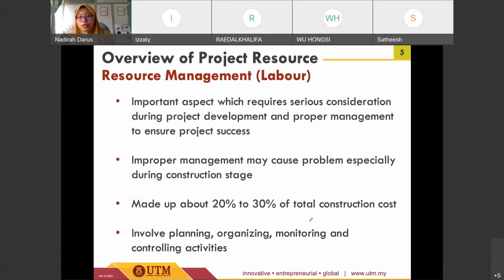at a specific time. And later on, we need to monitor and also control each of the activities so that we are always on track in order to avoid any delay issues. So that's the overview for the project resources, which is focusing on the labor requirement. All right, and then the next one, I think we move to the next subtopic.